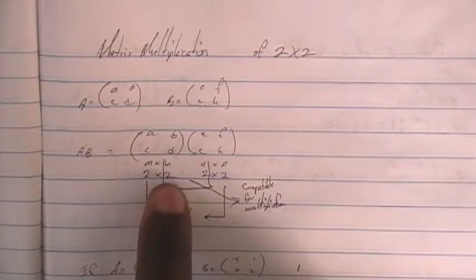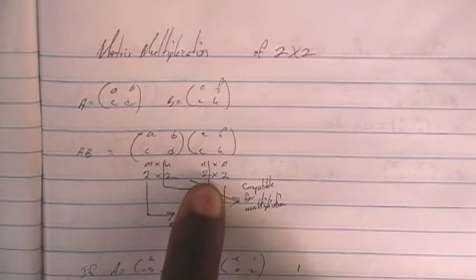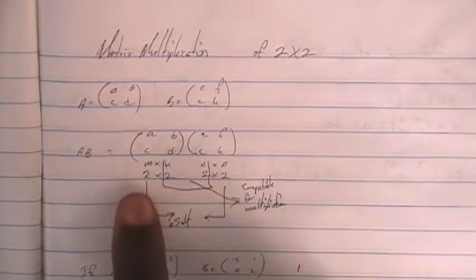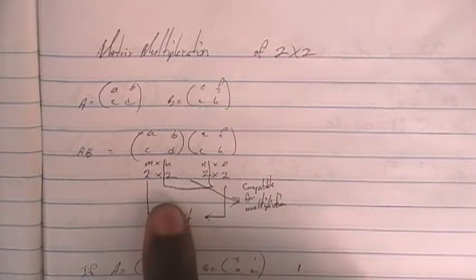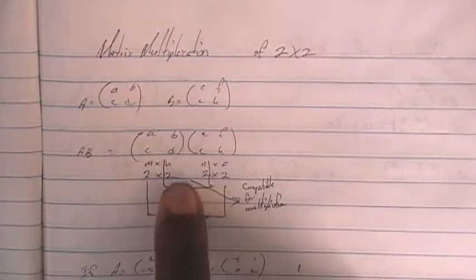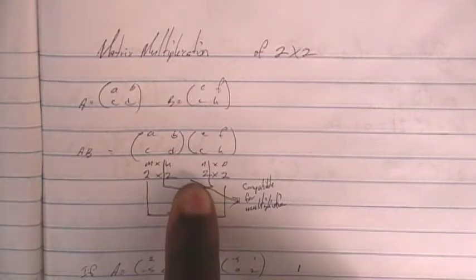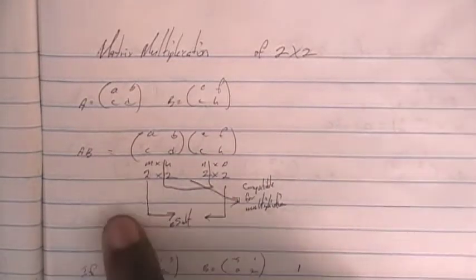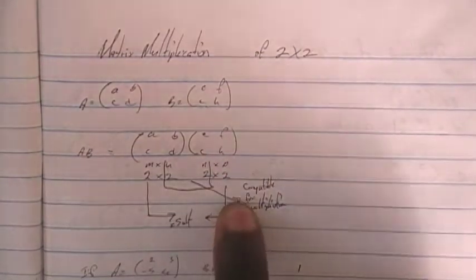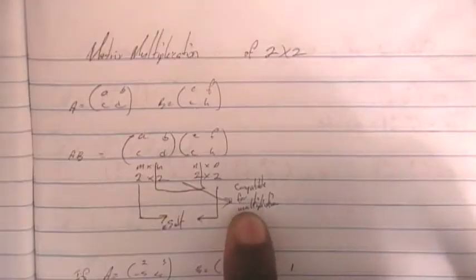If the column of the first matrix and the row of the second matrix are equal, they can be multiplied. It says that they're compatible for multiplication. If these two numbers in here are the same, then it can be multiplied, and the two numbers outside will tell you what the result is. So I'm going to put down a few matrices up here, and you can tell me whether they can be multiplied or not.